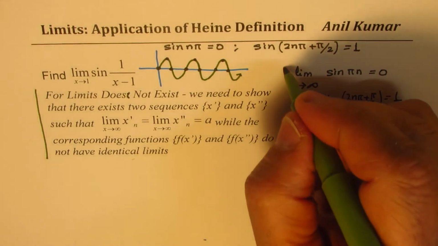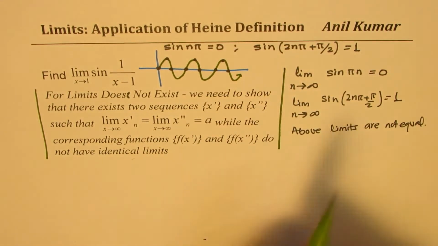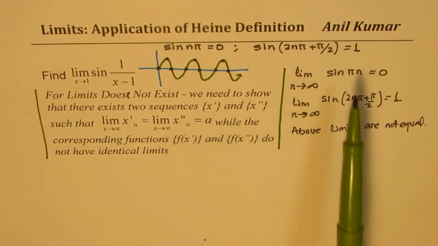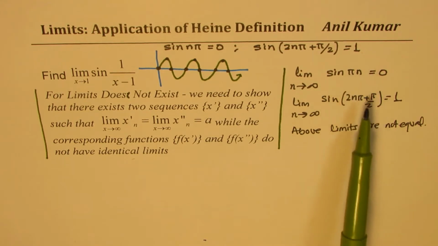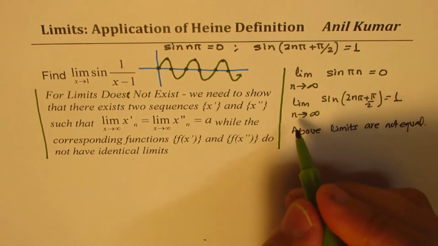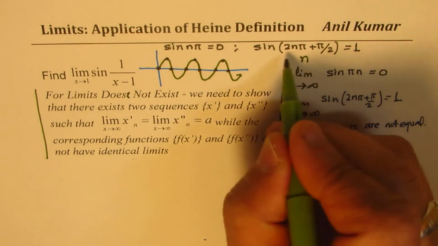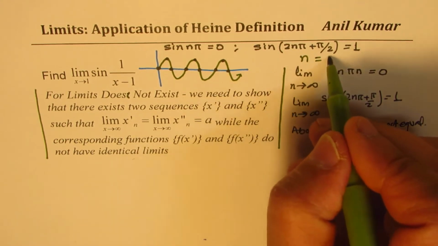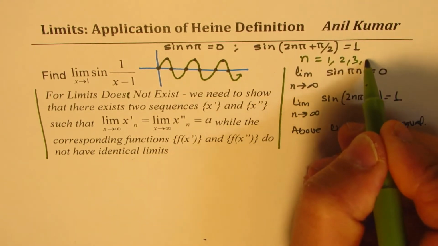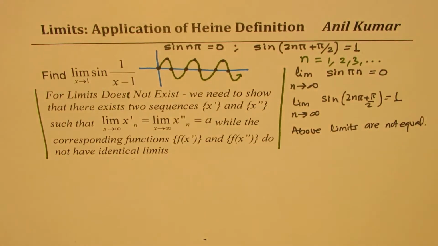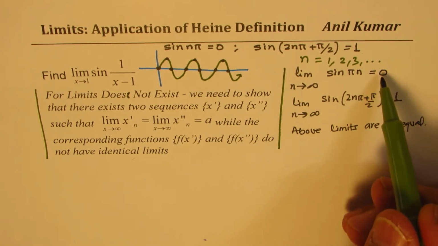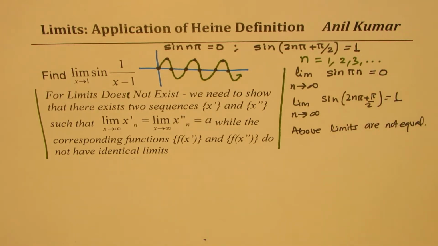Now, can you correlate from what I wrote here to this? Now that means we have a function somehow. If I could write this as n pi and 2n pi plus pi by 2, right? Where of course n could have any natural numbers as its values. It could be 0 also, but we can write this as n equals 1, 2, 3, and so on, right? We find that the limit for both these functions is different. It is not the same, right?